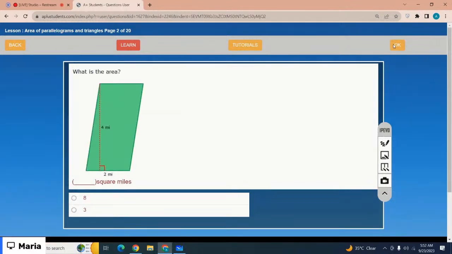Okay, what is the area? You are given a parallelogram. You have to calculate the area. So area of the parallelogram would be base times height, right? You are given the base is 2 and height is 4, right? So area is 2 times 4, that makes 8. The correct option is 8.